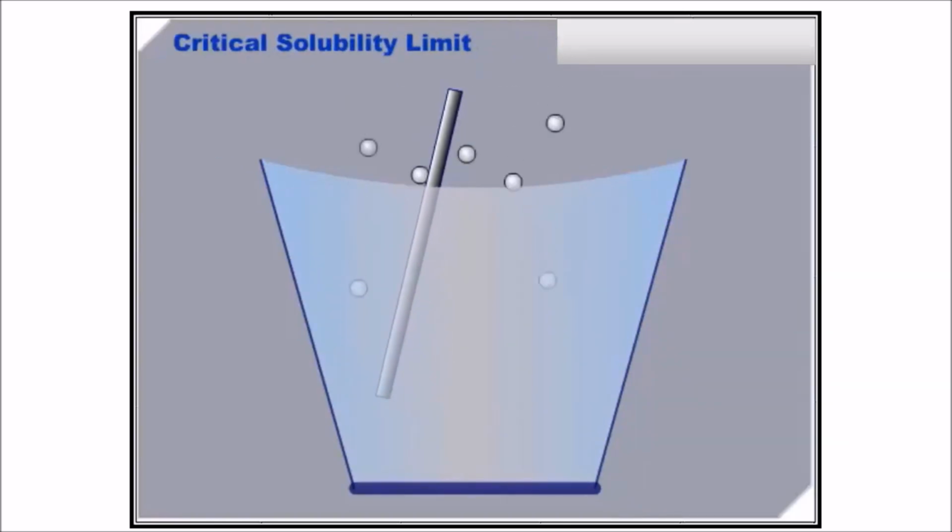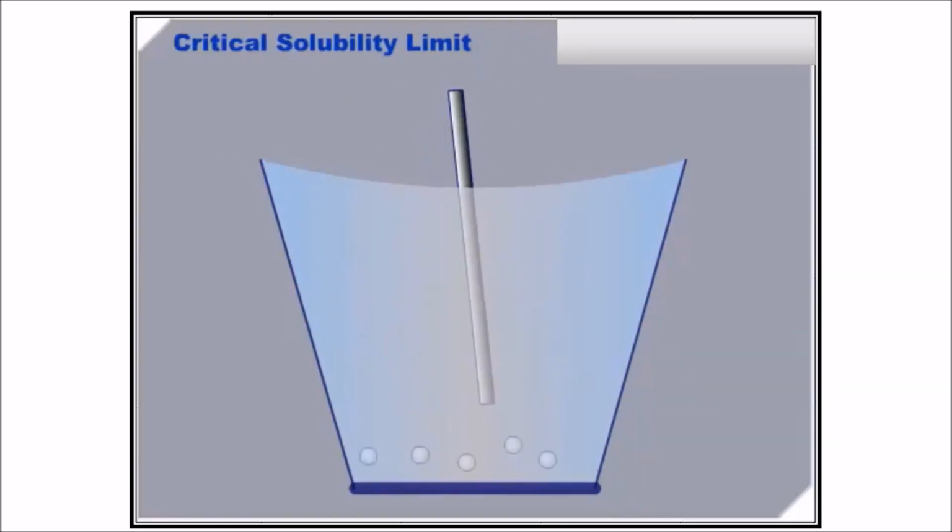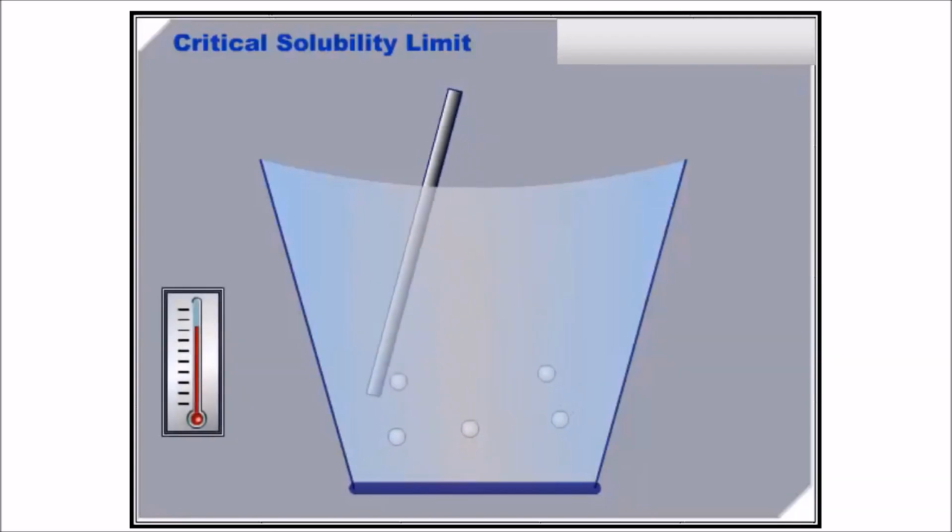What has happened is that for that volume of liquid and its temperature, we reach a critical solubility limit. No amount of stirring will dissolve any more salt. In order to dissolve more salt, the liquid volume would either have to be increased or its temperature raised. Thus, we see that for a solid dissolving into a liquid, there is a critical solubility limit depending on liquid volume and temperature.